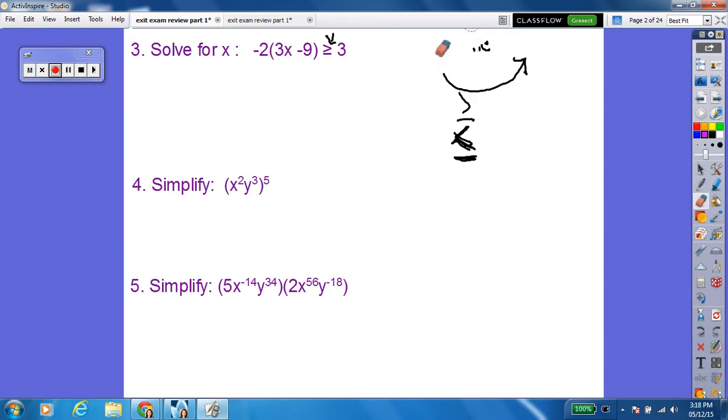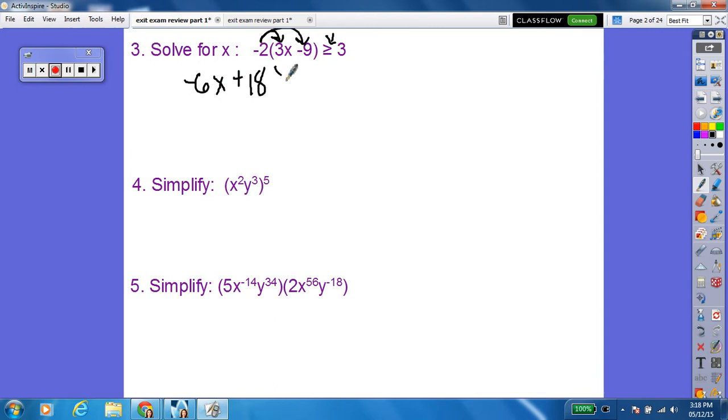I believe this is going to happen here because when I multiply this, I'm going to get a -6x. So -6x plus 18 when you multiply there, greater than or equal to 3. We're going to solve it. Draw your barrier there.